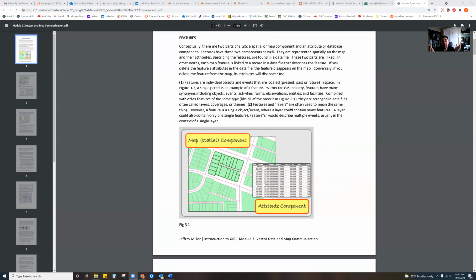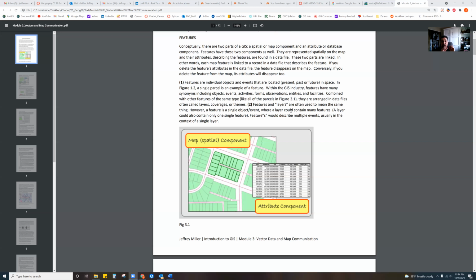Now, a layer could only have one feature in it. That's fine. Say you have one record in your layer. Well, that's one feature that's plotted. Then you have another layer that has one specific record. Well, that's a different feature. But generally speaking, if we said, okay, we have a layer for all of the parcels, right?